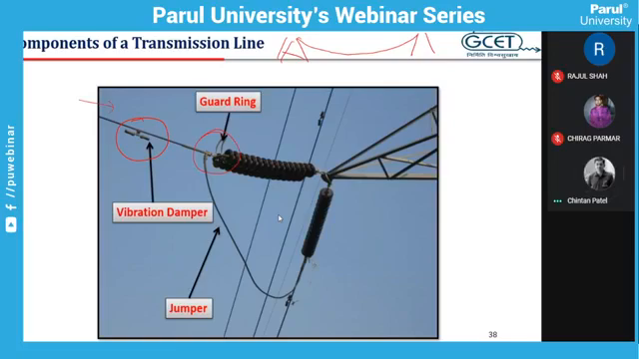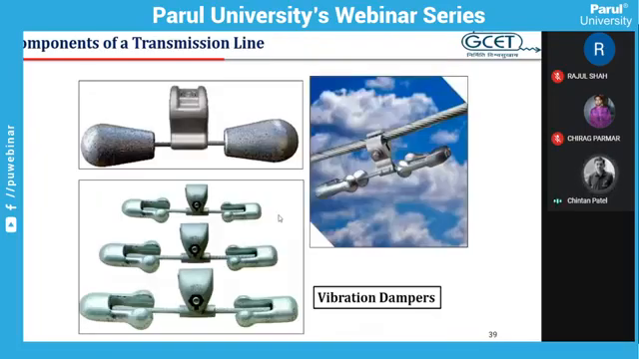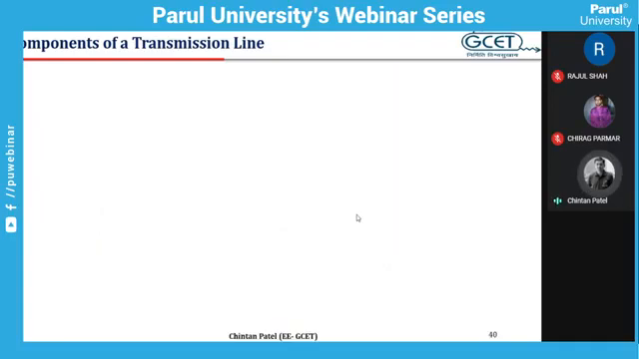This is a jumper. Generally, a jumper is used where tension towers or angle towers are there in the transmission line. So various sizes and shapes of dampers are visible in these photographs. The weight of the damper is selected based on voltage level, possibility of wind speed, etc. So these are various vibration dampers used in overhead transmission lines.